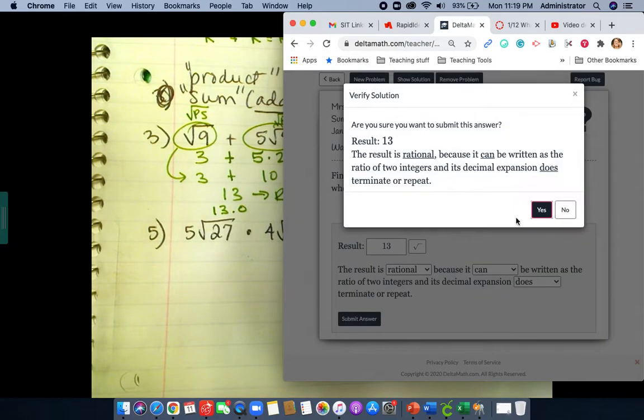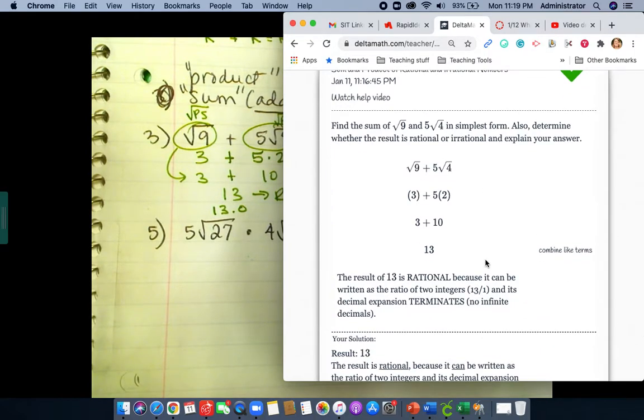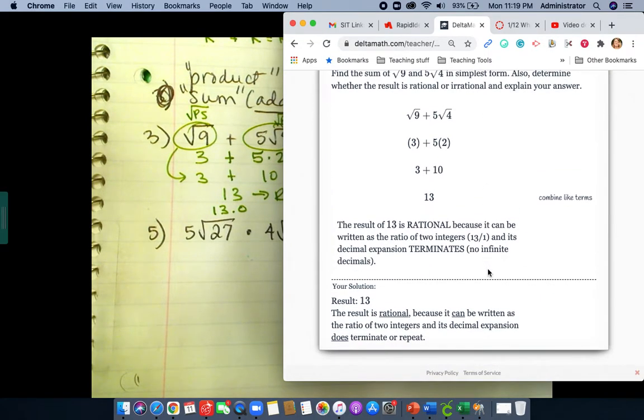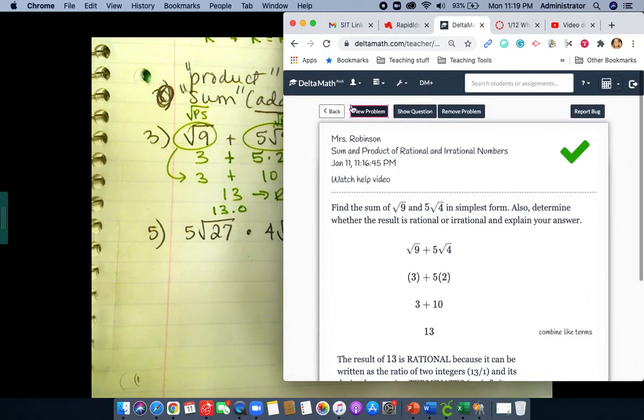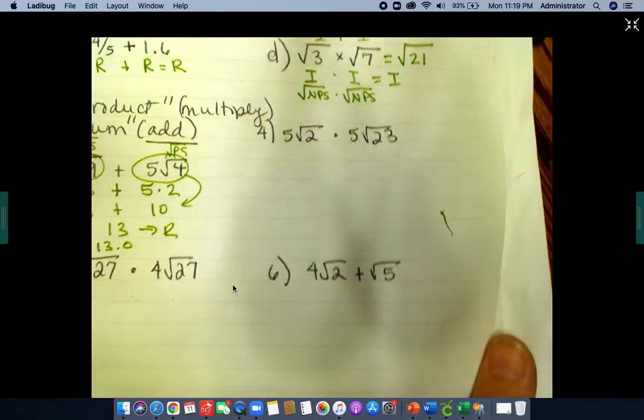So I'm going to hit submit, and there again, it explains everything just like I said. 13 can be written as 13 over 1, and it terminates, okay? All right, and then next I'm going to show you how to do number 4, because it's definitely different.